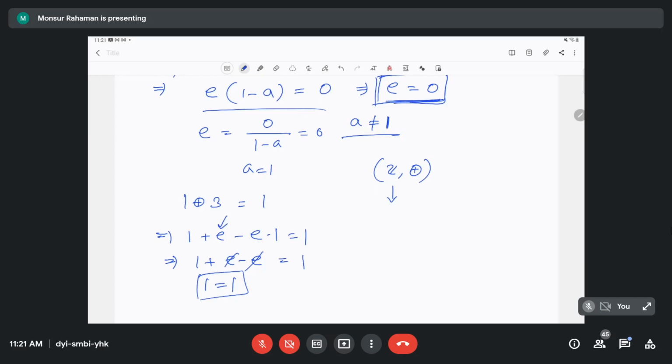Because of this 1, but if you delete 1 from that set, then you may have an identity element.